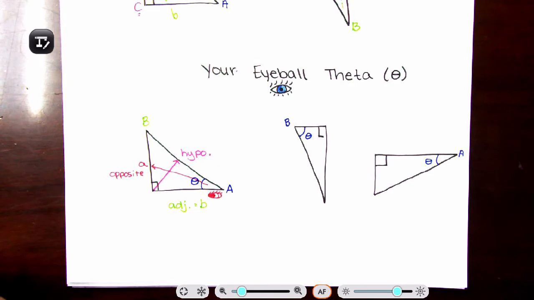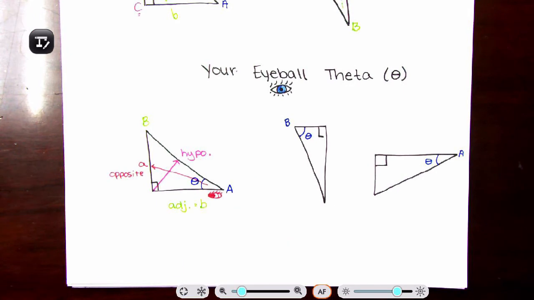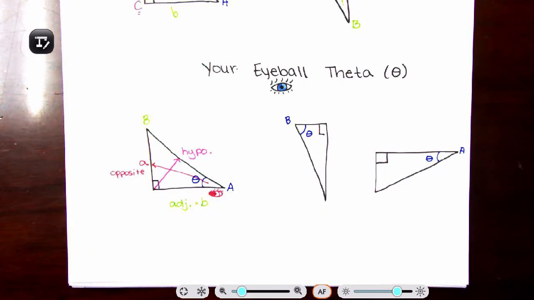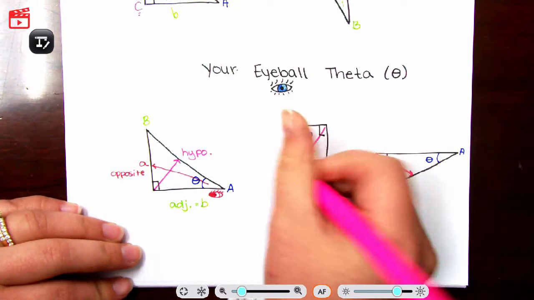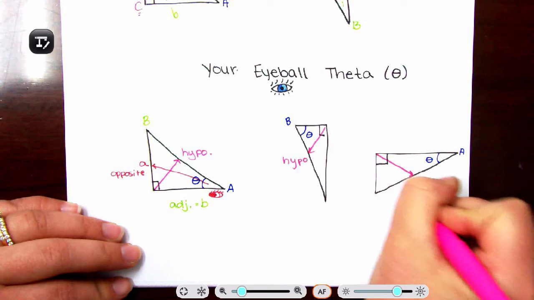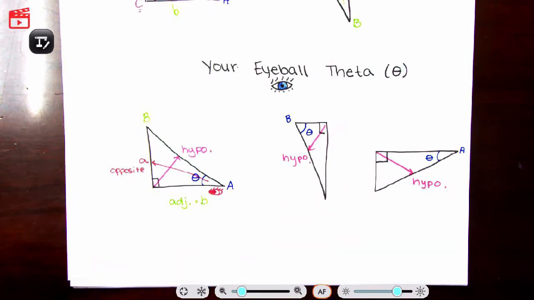In every single example, all of this will change. The only thing is the hypotenuse will never change. Your hypotenuse, let's keep it in pink, will always be across the street from your right angle. This is always going to be your hippo. This is always your hypotenuse. Your A's and B's and your theta and your eyeball, your opposite and your adjacent will switch. Your opposite and adjacent will switch depending on where you have your eyeball.